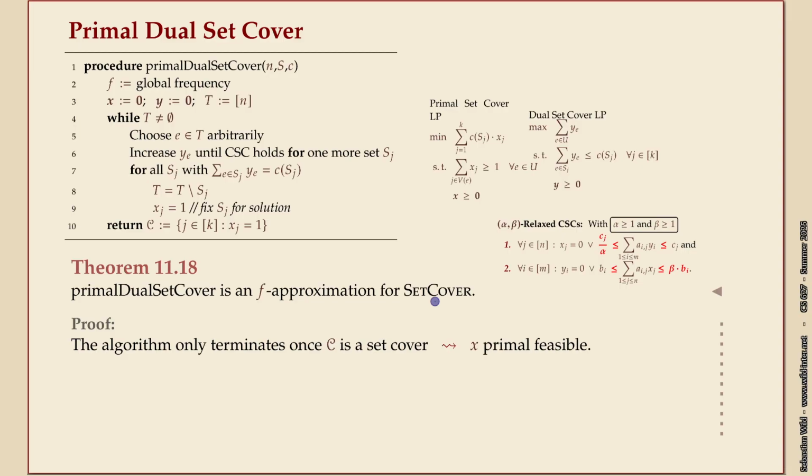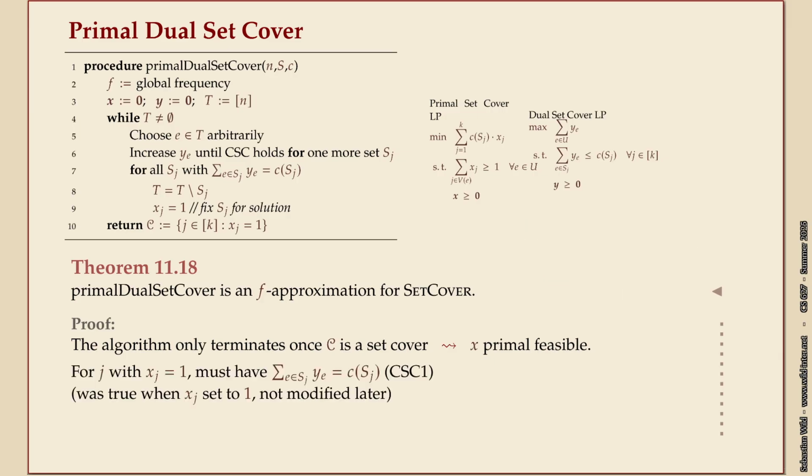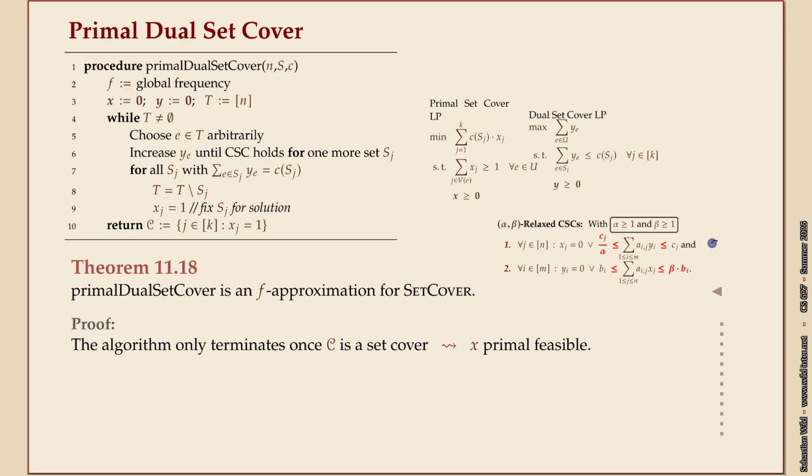And there's not much to show. The key thing here is that the proof becomes much easier with this setup. The algorithm only terminates when x encodes a set cover. Otherwise, there would be some elements in T left. So at the end, x is primally feasible. And when we have some element that is included, we only include it when at the time the dual constraint was satisfied with equality. That's this CSC1, as I called it in the proof.